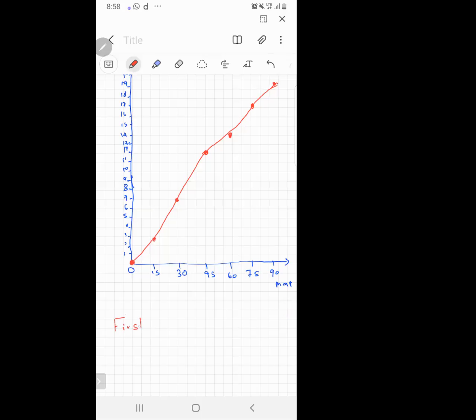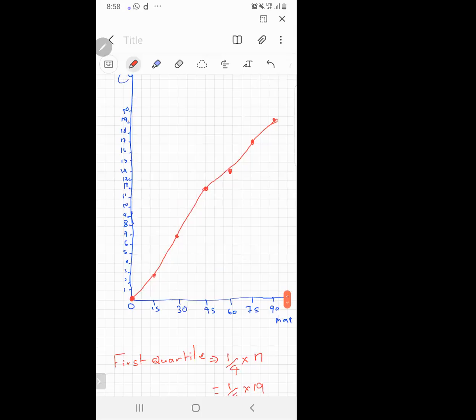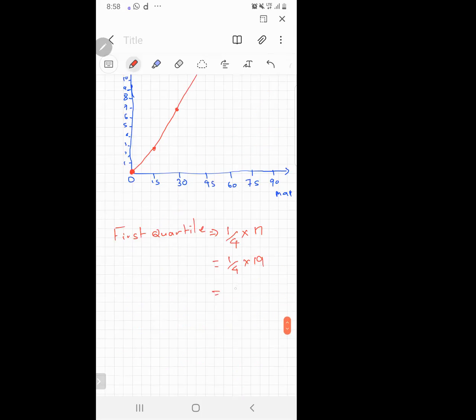Here, first quartile. I think you already studied this quartile in grade 10 or something. So quartile is கால் பங்கு. அப்ப total data கால் பங்கு என்ன? 1/4 into n. So total எத்தனை data? 19 data. So 1/4 into 19. So when you divide by 19, what is the value?